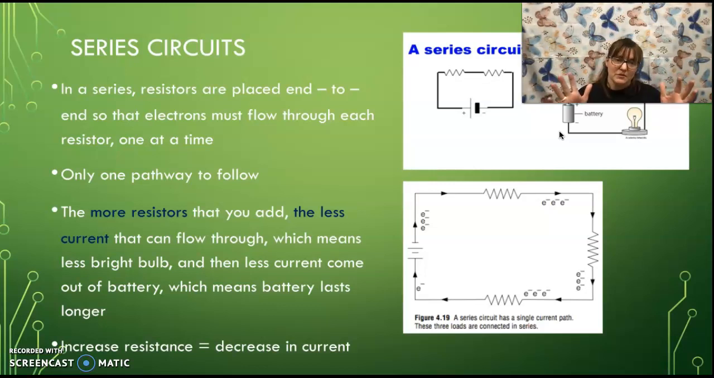Now don't do that with a homemade circuit because it'll just break. Trust me, I've tried it. It's one path. The more resistors you add, the less current you will have, which means that the light bulbs will actually become less bright, more dim. So you increase the resistance and you decrease the current by adding more resistors on there.